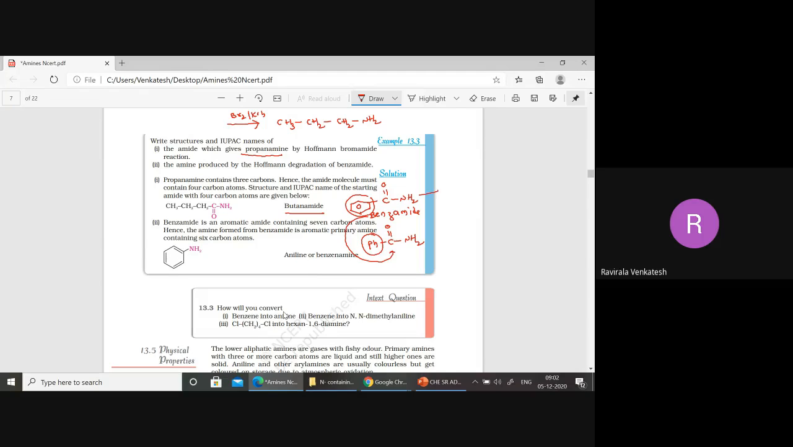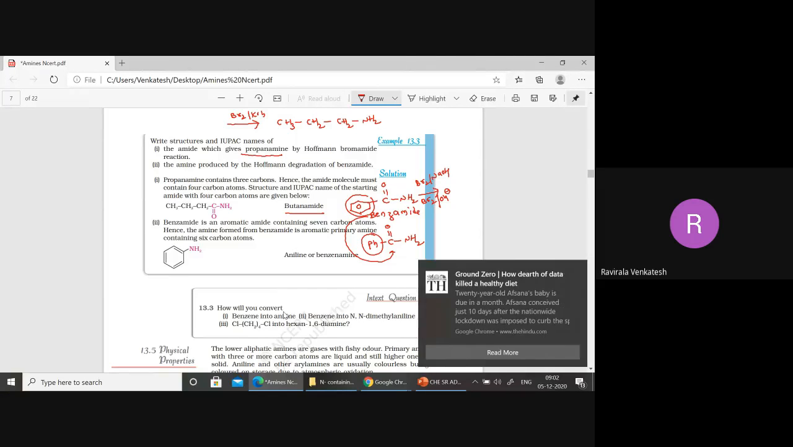Now, when you do this one, which method? Degradation method. Hoffmann bromamide degradation method. Bromine in presence of NaOH or KOH, or sometimes they write bromine in presence of OH minus also. Both are the same, NaOH or OH minus, because this reaction takes place in basic medium.